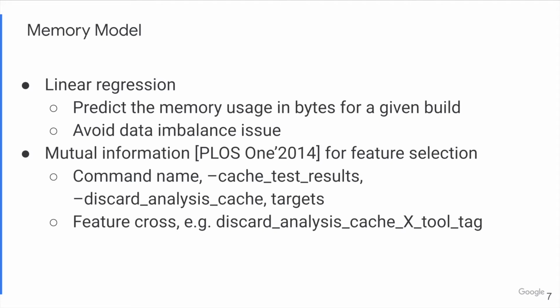We use mutual information for feature selection. Mutual information is a measurement of how much a feature contributes to inferring the label. For example, we found that the command name and some of the flags like cache test result or --discard analysis cache, or the target identity, have very high mutual information in predicting the memory usage of a build, which makes sense. We also use feature cross. For example, we could cross-product the domain of whether a build has this discard analysis cache flag with the tool tag. With feature cross, we can use a linear regression model to learn nonlinearly separable problems.